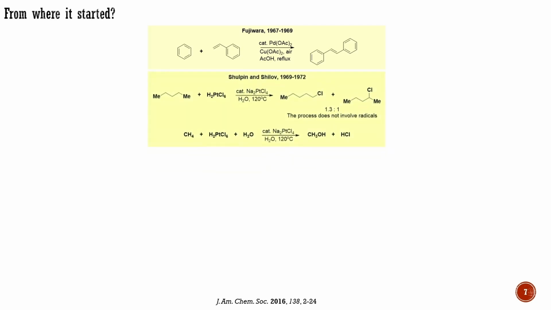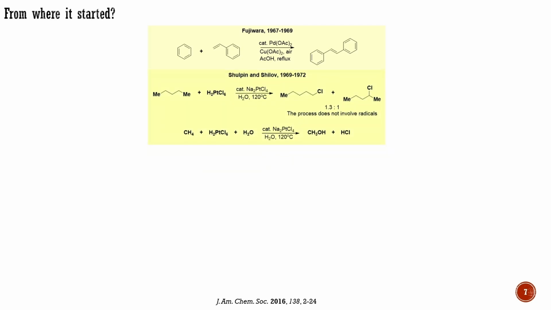In the beginning of the 1970s, Shulpin and Shilov developed the platinum-catalyzed CH halogenation and hydroxylation of alkanes. In the case of halogenation, they demonstrated that the reaction does not involve radicals, which is in agreement with the halogenation of the terminal methyl group. This is not typical for radical halogenation, which predominantly occurs at secondary carbons. Further progress was achieved again in Fujiwara's group in the 1980s. They showed that unfunctionalized benzene can be carboxylated using palladium catalysis and carbon monoxide.